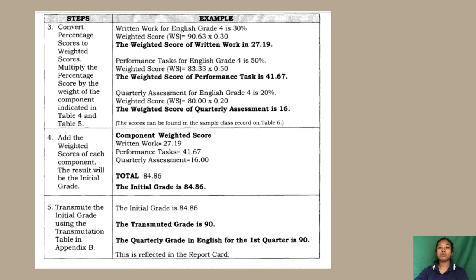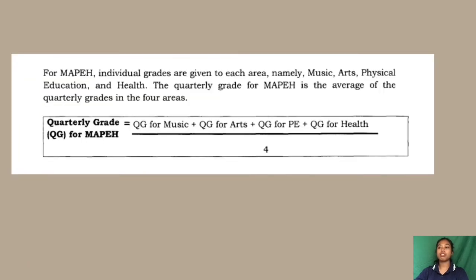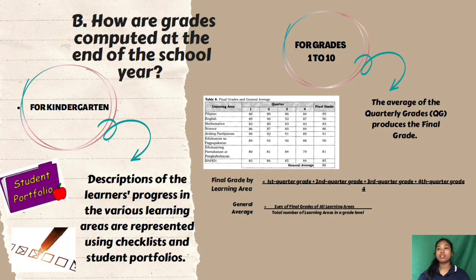For MAPE, individual grades are given to each area, namely music, arts, physical education, and health. So the quarterly grade for MAPE is the average of the quarterly grades in the 4 areas. So how are grades computed at the end of the school year?